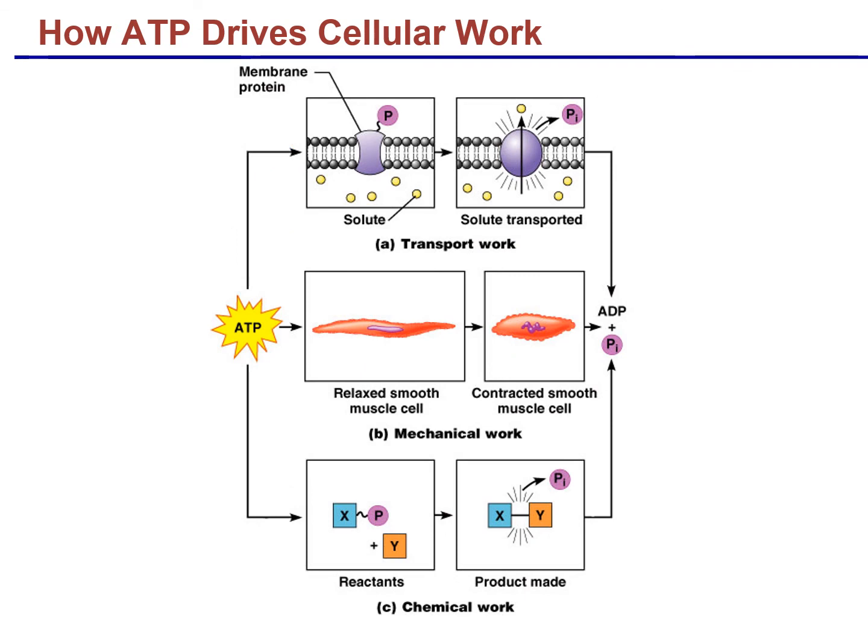So this figure shows us how ATP drives cellular work. On the left, that molecule of ATP represents stored energy. By breaking one of those phosphate groups off, you are releasing that energy. You can use that to make proteins change shape. You can use that to make muscles contract. You can use that to drive a chemical reaction that requires an input of energy, like the building of a protein.